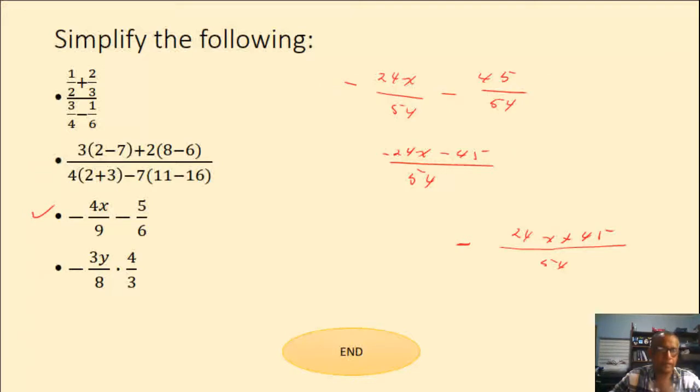And so now in this case, the LCM will be 54, so I multiply this by 6 over 6. 6 times 4 is 24x. And then here 9 over 9 gives me 45 over 54. And so this simply becomes 24x minus 24x minus 45. I can take the minus sign out here, and then this becomes 24x plus 45. Notice minus times 24x is minus 24x, minus times plus 45 is minus 45.